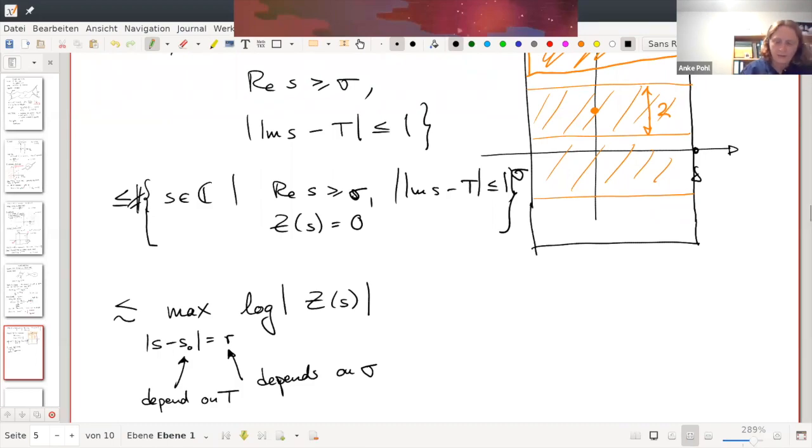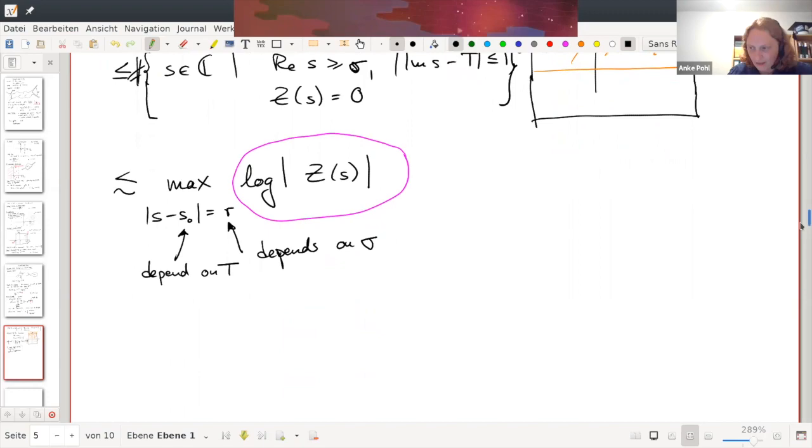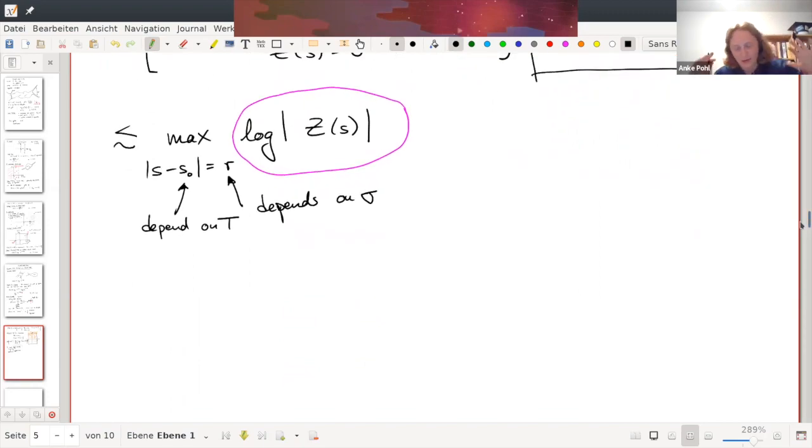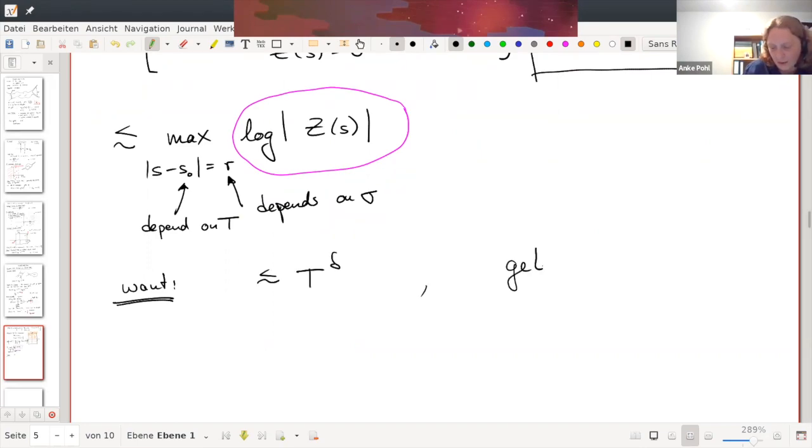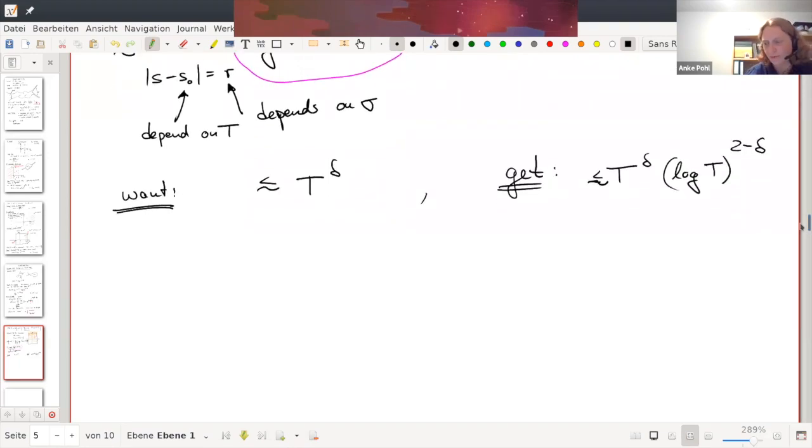So what we now need to do is to estimate this here. And this looks much nicer than having this strange set where you try to count. It has essentially become a problem in analysis. So what we would like to have for the original conjecture would be this, but what we get, and this is the result which I wrote down, is this. So how do we arrive there?